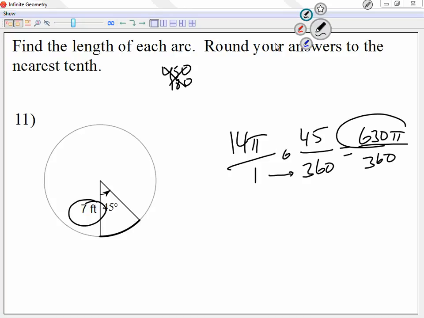What do you guys get? 5.5. 5.5? Yeah. Number 5 is just 5.5.